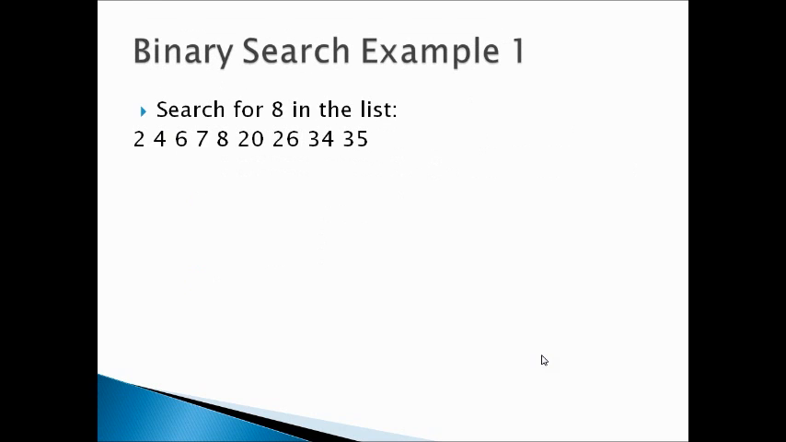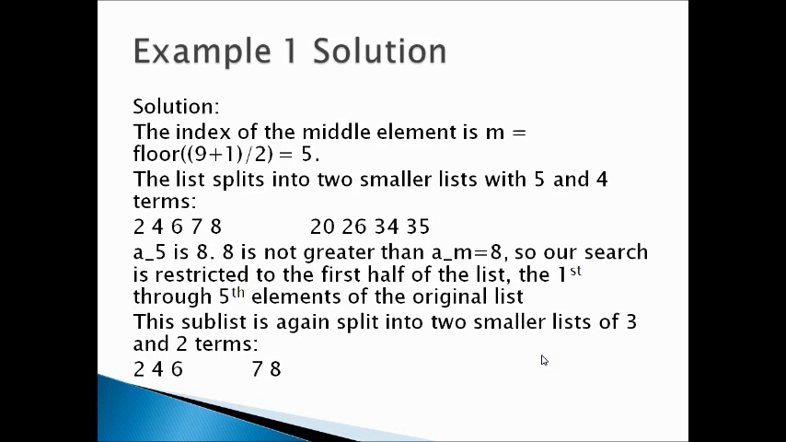So here's an example. Let's find the number 8 in the list shown below. First, we figure out the middle index, m, which will be the floor of (9+1)/2, because this whole sequence has a total of 9 terms, and this is index 5. So now we split the list at the 5th index. So we have two lists: 2, 4, 6, 7, 8, and then 20, 26, 34, and 35.